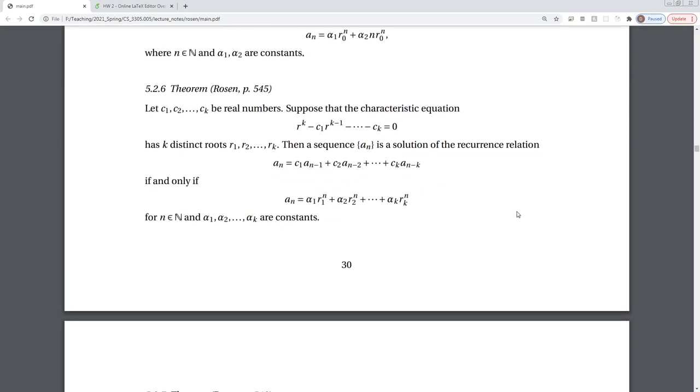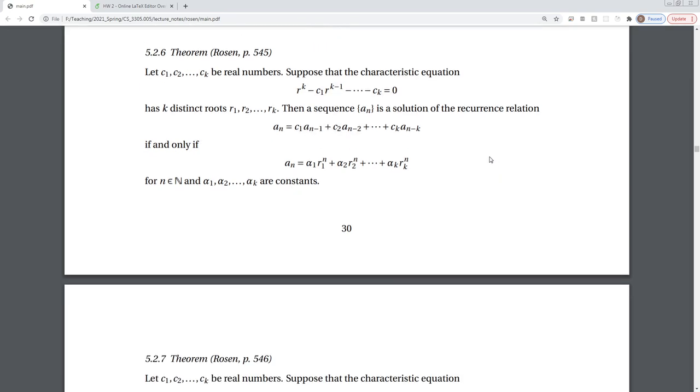Okay, so now we've solved recurrence relations of degree 2 with distinct roots and then with repeated roots. And now we have this theorem where we have some degree k polynomial, right? So it doesn't have to be degree 2, we can solve for it in general. And it has k distinct roots. The fundamental theorem of algebra tells us that there are going to be k roots. And if they're all distinct, then the solution to a recurrence relation that looks like this will have this form.